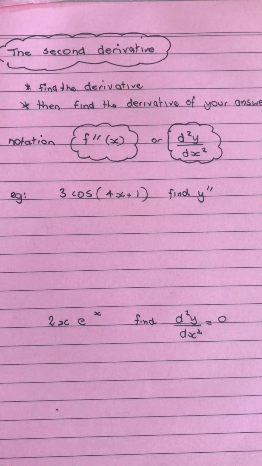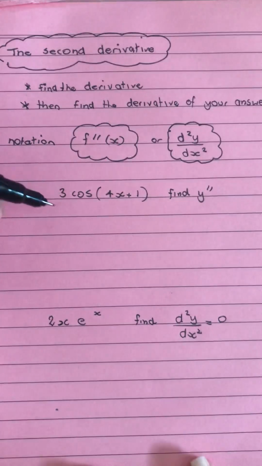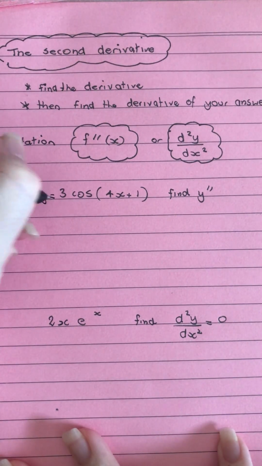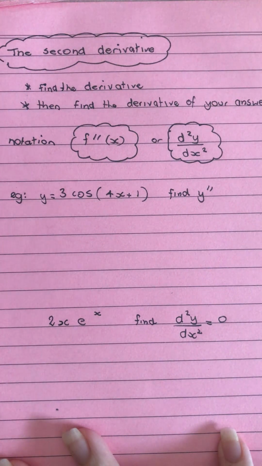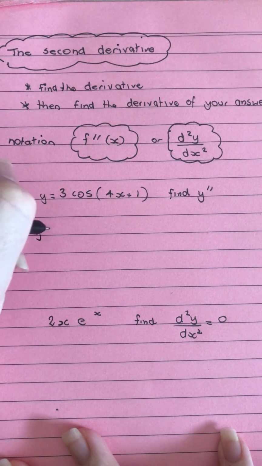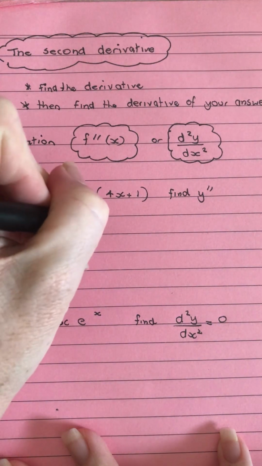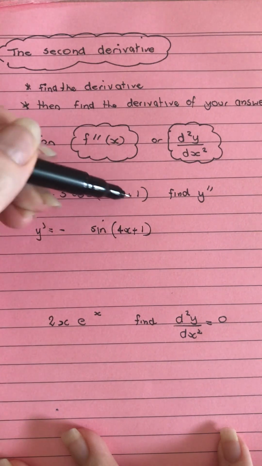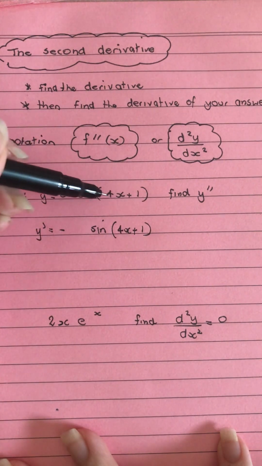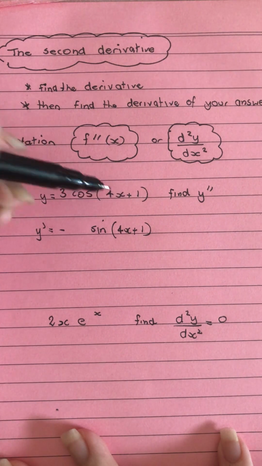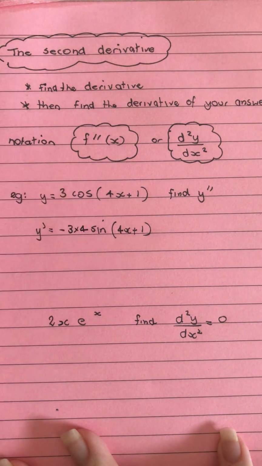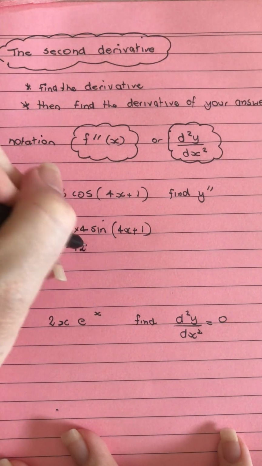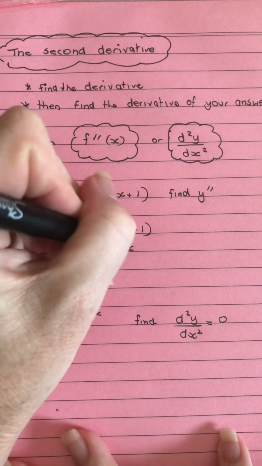I've just got two examples I want to have a look at. The first one is a cos function: y equals 3 cos of 4x plus 1. When we're doing the derivative for cos, we know that it's going to go to negative sine. The bracket part stays the same, and we bring out the front whatever the derivative of this part is. The derivative of 4x plus 1 is just 4, so we bring that out the front and multiply it by the 3. So we'll have negative 3 times 4 is negative 12 sine of 4x plus 1.